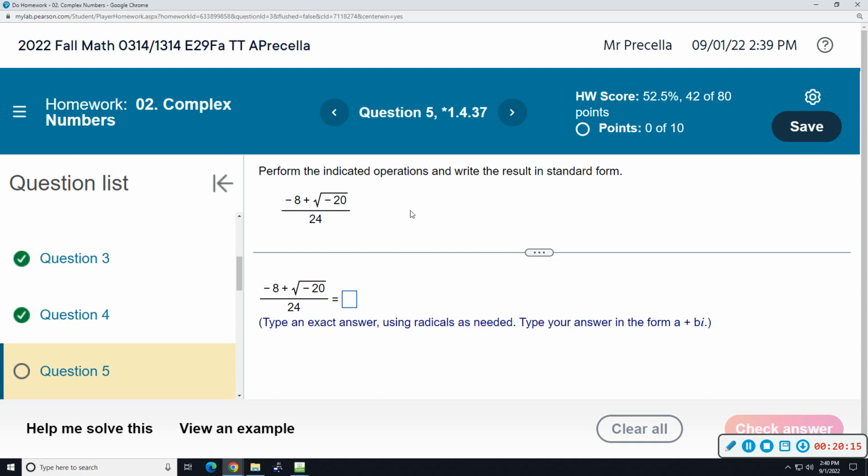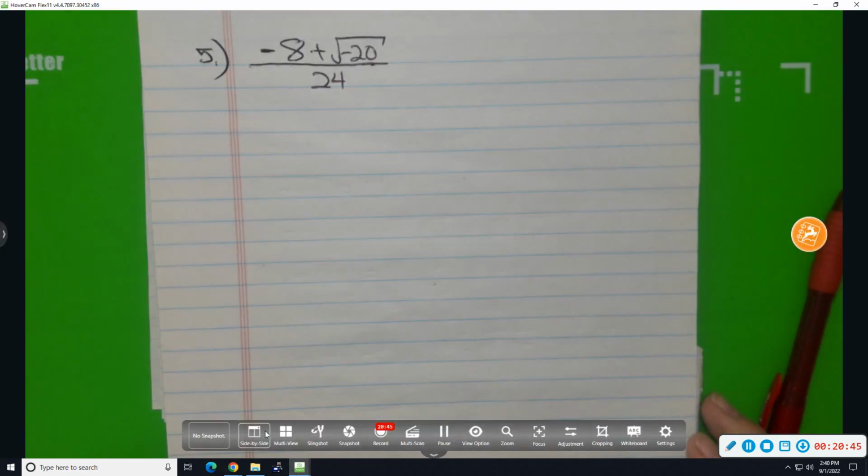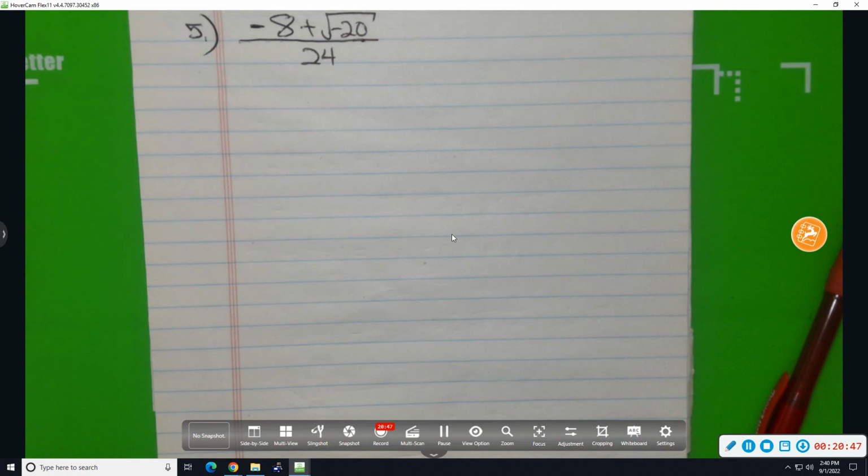You want to go ahead and do it? Yes, okay. So this is number 5. Let me write the problem down. -8 plus the square root of -20 all over 24. You tell me, what am I going to do first?